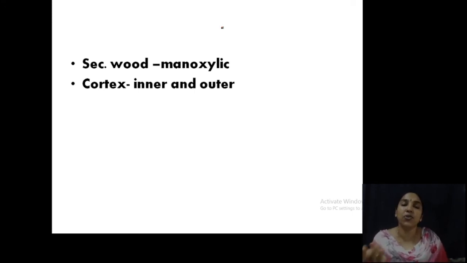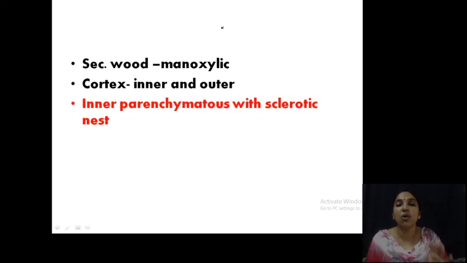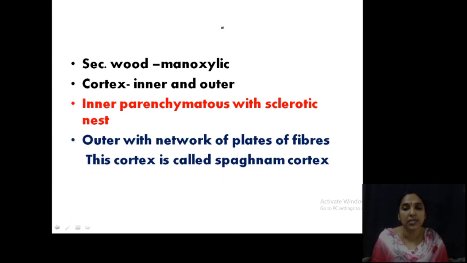Cortex has two regions, inner cortex and outer cortex. What about the inner cortex? The inner cortex is parenchymatous with sclerotic nests. A sclerotic nest is a hard structure made up of sclereids, a xerophytic adaptation. So, secondary wood is very important, monoxylic. The outer cortex is with fibers, a network of fibers, and that is known as sparganum cortex.